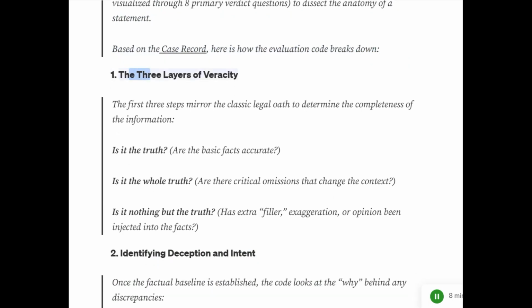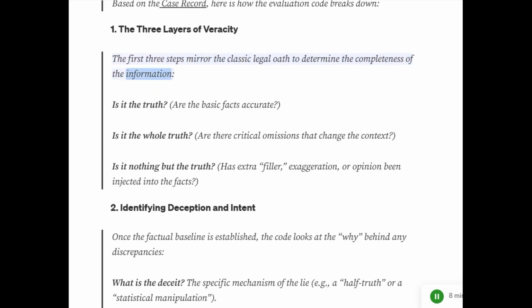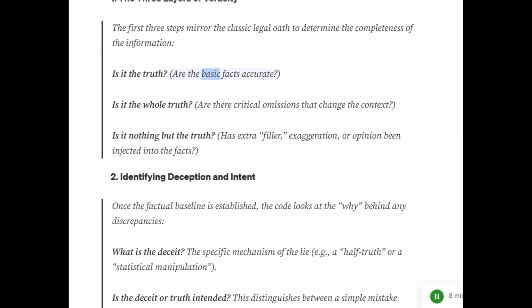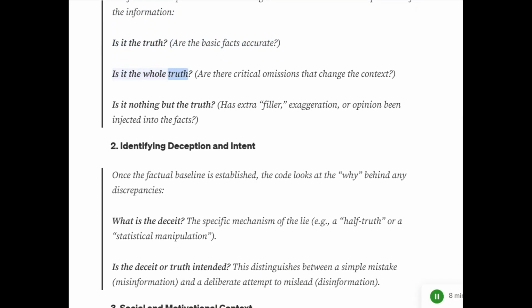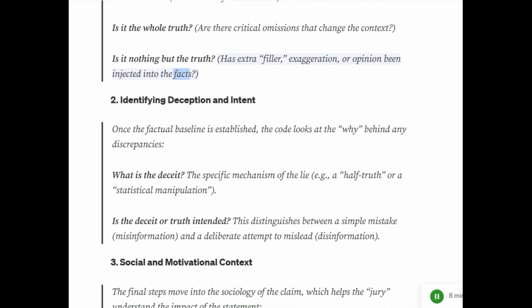1. The 3 layers of veracity. The first 3 steps mirror the classic legal oath to determine the completeness of the information. Is it the truth? Are the basic facts accurate? Is it the whole truth? Are there critical omissions that change the context? Is it nothing but the truth? Has extra filler, exaggeration, or opinion been injected into the facts?